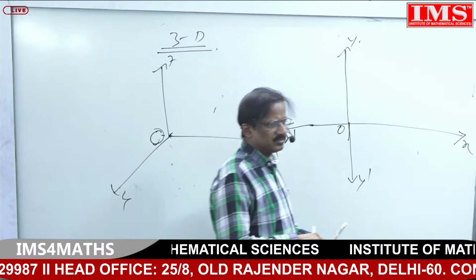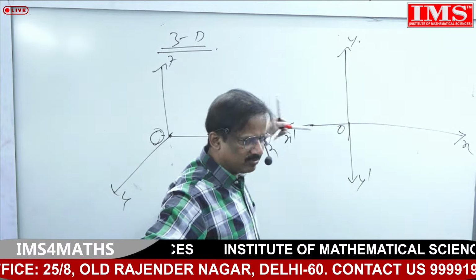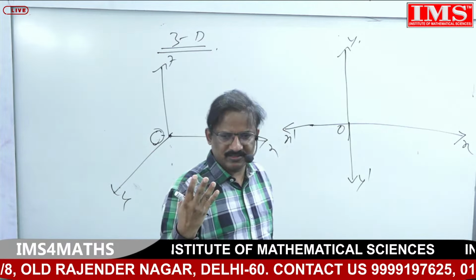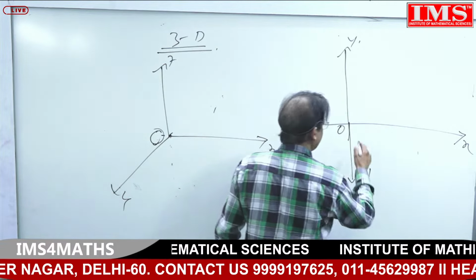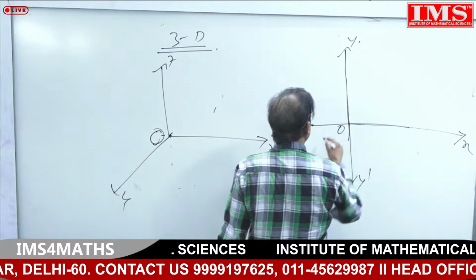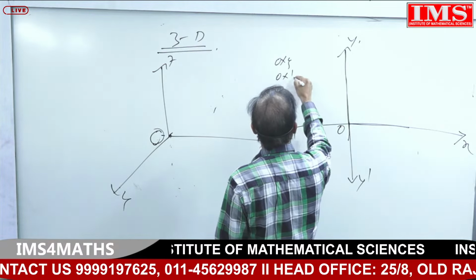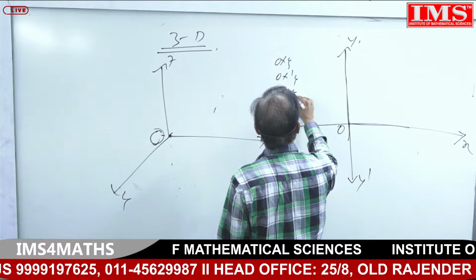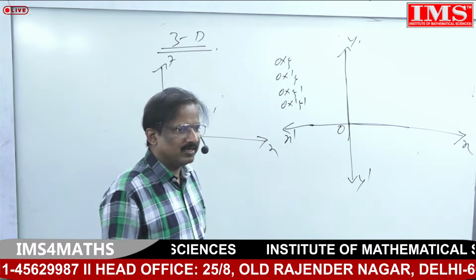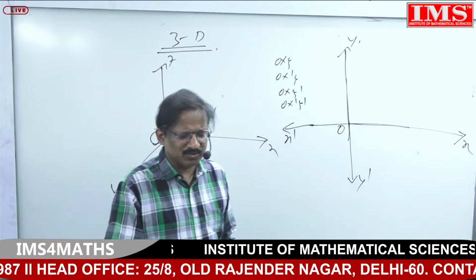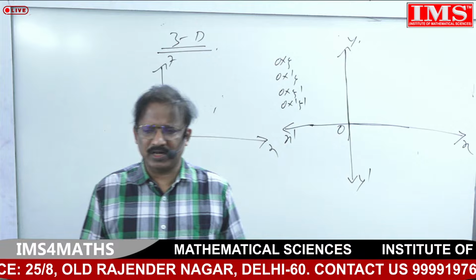The 2 axes of reference can divide the region into how many equal parts? 4 equal parts. What are those 4 equal parts? This is one part, which I would like to write as OXY, another is OX dash Y, another is OXY dash, another is OX dash Y dash. And each part is known as, everybody knows, but still I am recollecting, each part is known as a quadrant.